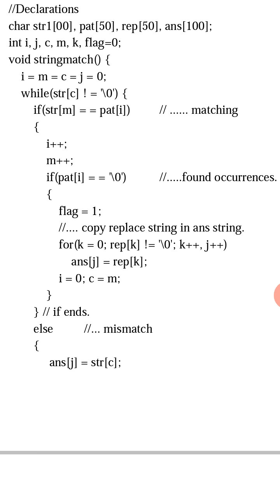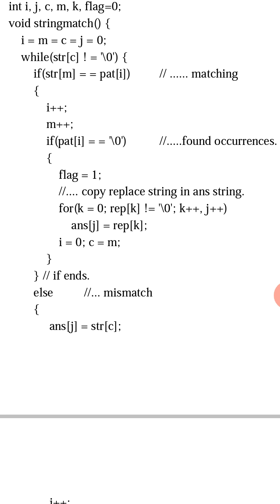replace string. I need to perform this for loop and simultaneously I am incrementing the index values of k and j, because j I am using with respect to answer and k I am using with respect to the replacing string. Simply I am copying the content of the replacing string to the main string.